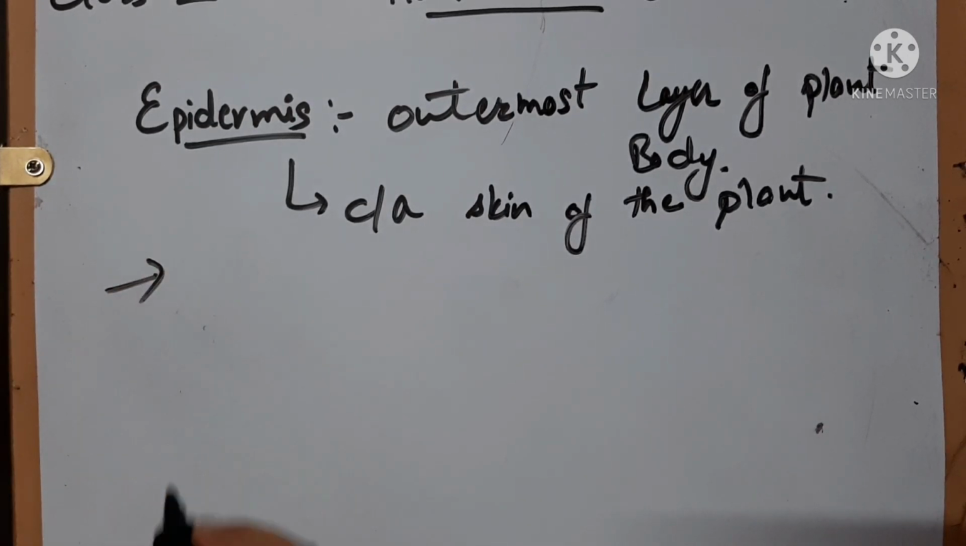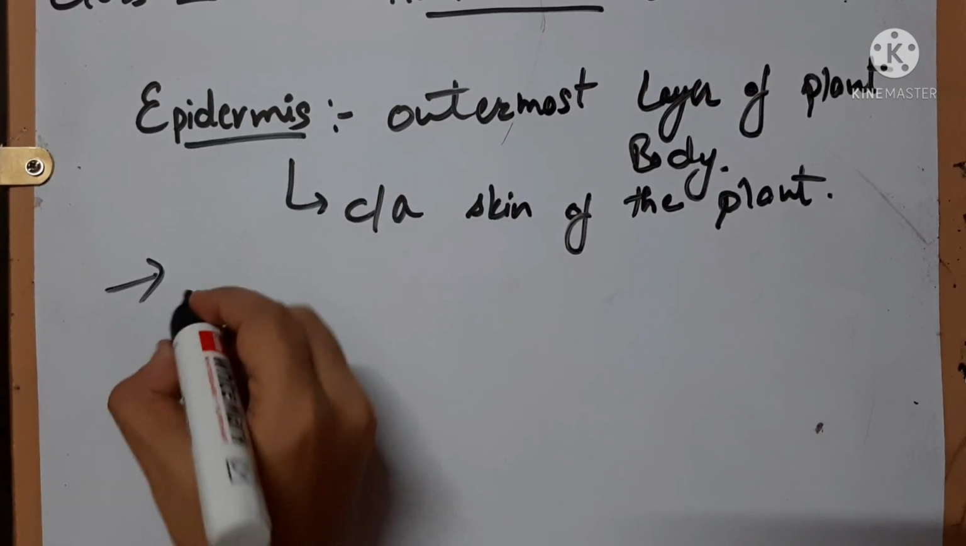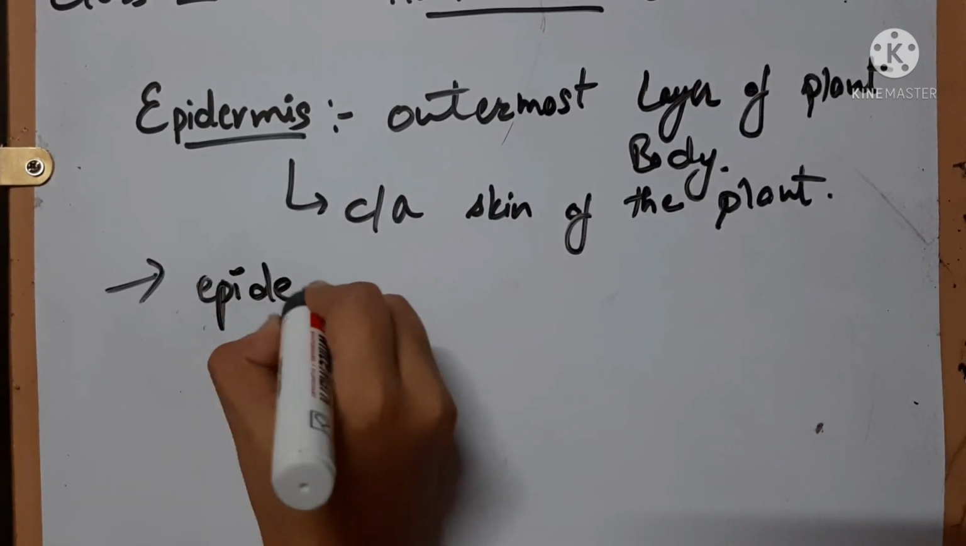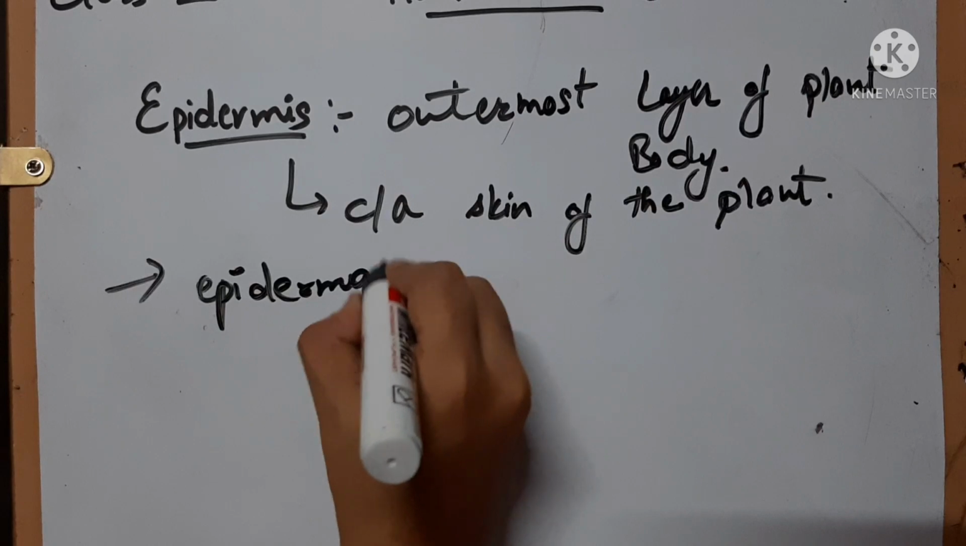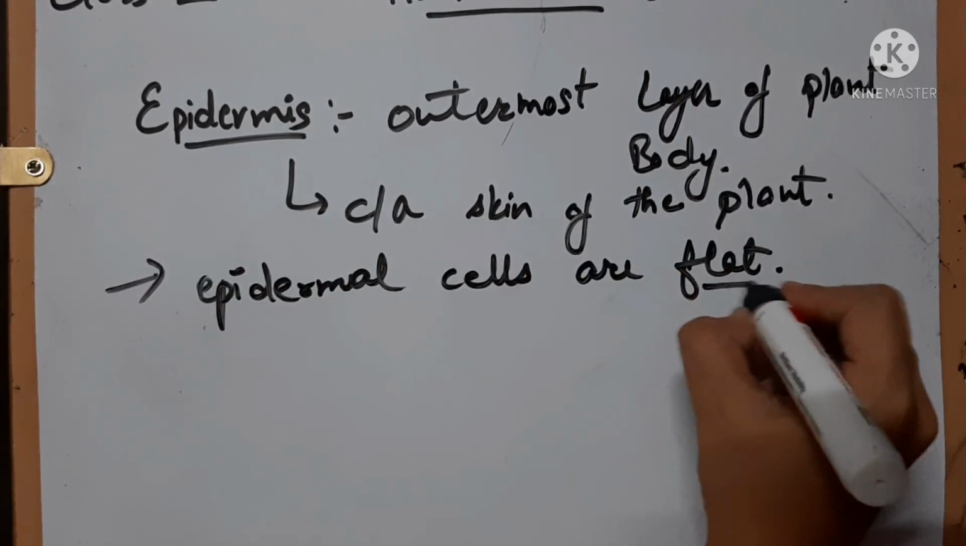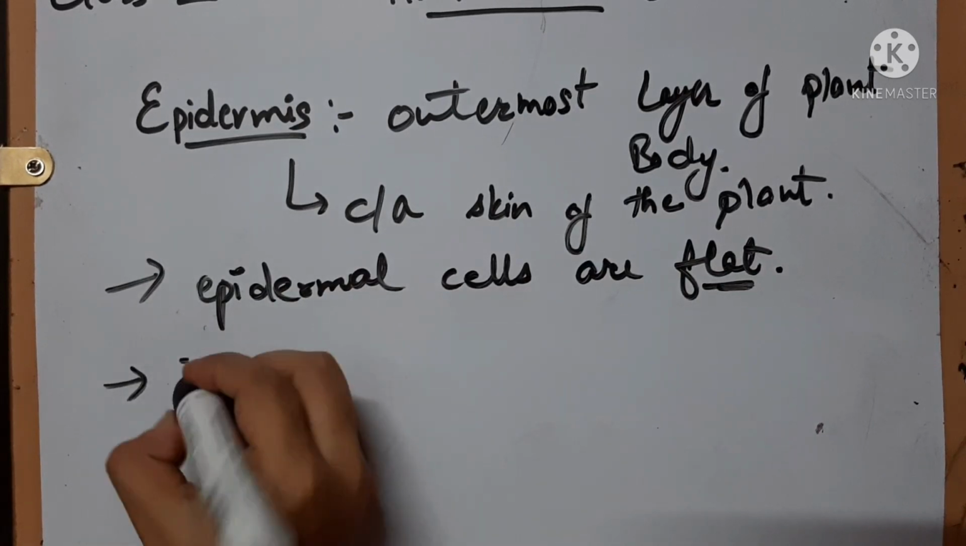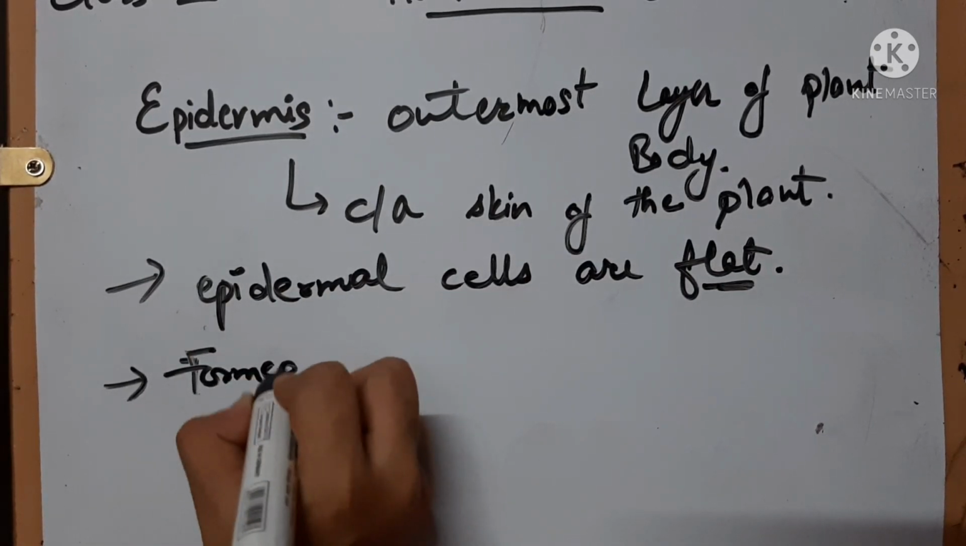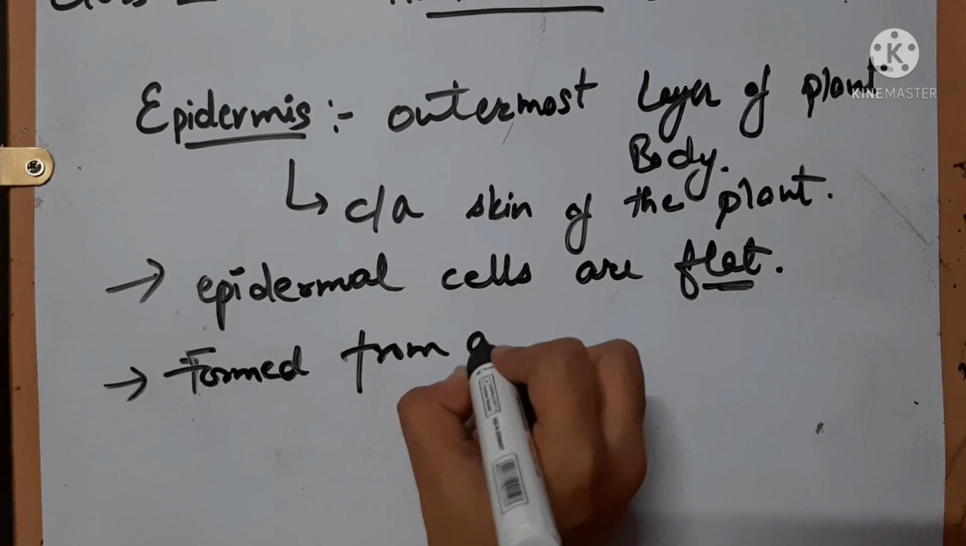So let's see some characteristic features of epidermis or the epidermal cells. The epidermal cells are flat cells. Epidermis is formed from a single layer of cells.